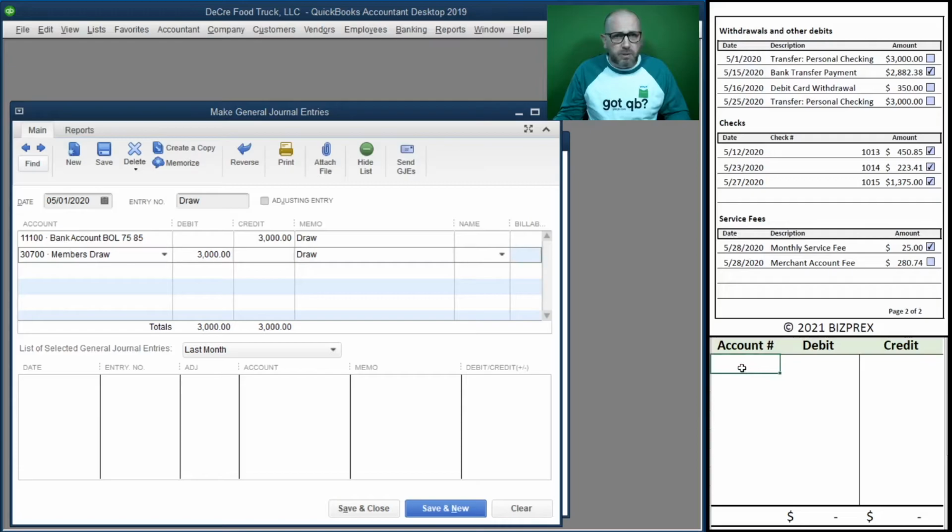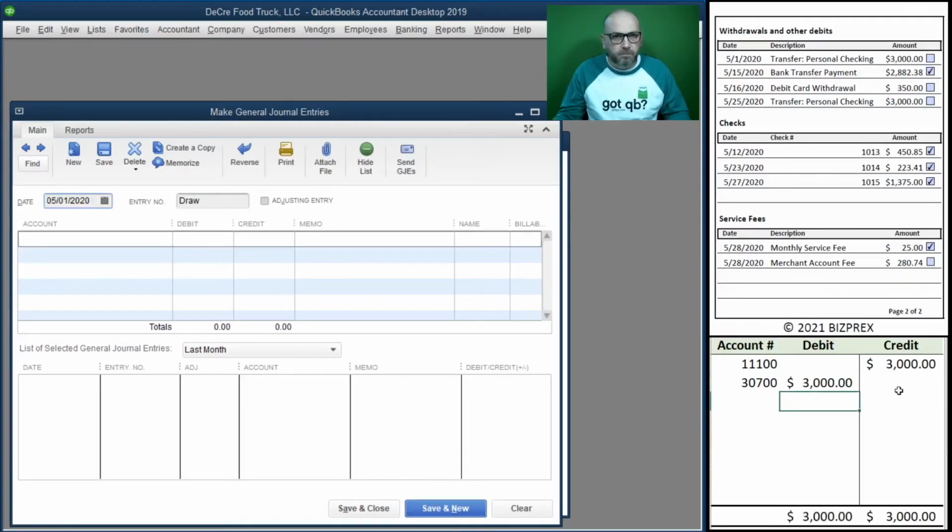So let's go ahead and take a look. What's happening here? Bank is going down, equity is going down. So that's what we have here, right? Save and new. All right, we have another draw. This time it's an ATM card, 350.